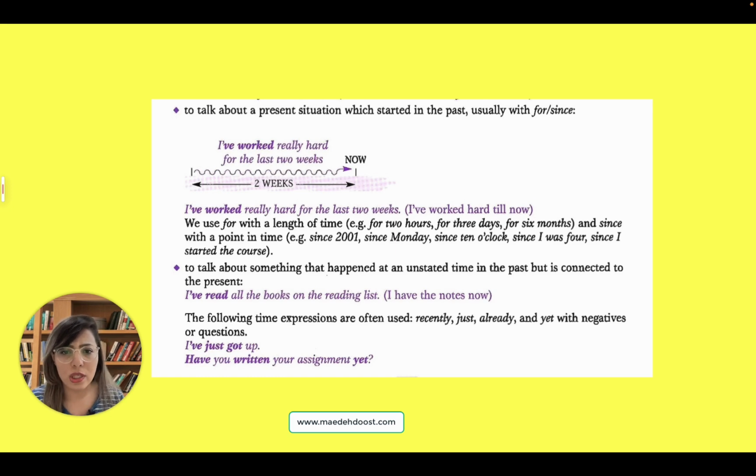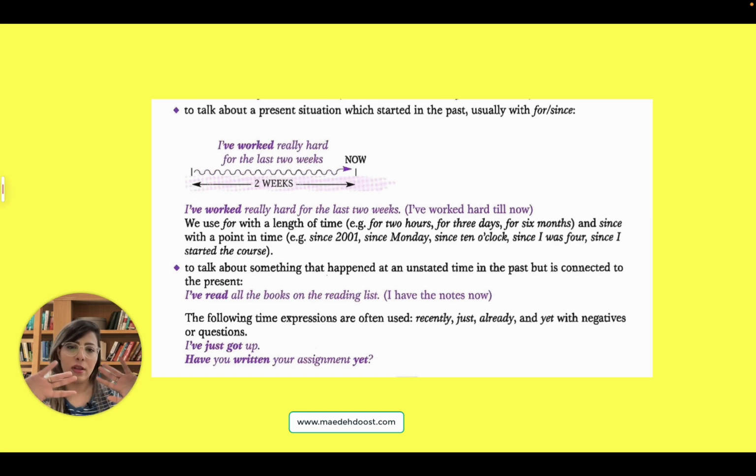So the following time expressions are often used: recently, just, already, yet, with negative or question. For example, as I said, we can use so far, for, since, we can use recently, we can use before, up to now, never, for present perfect. Also, we can use other things like just, already, yet, and recently. These four with positive, negative, or question forms.